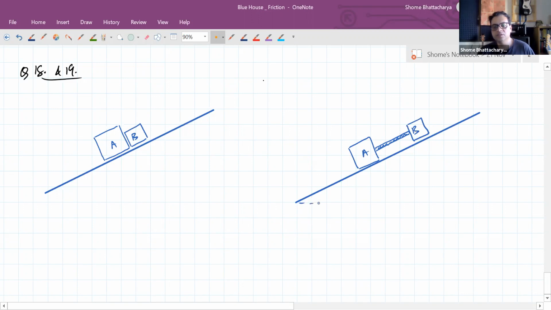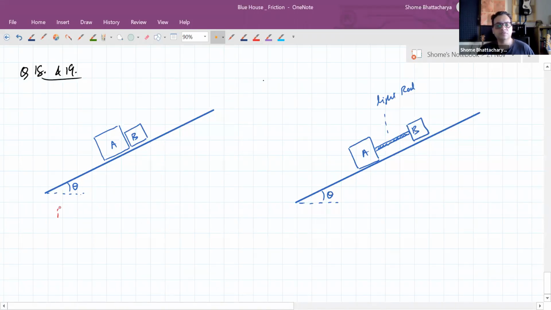Whereas yesterday we had seen the question that there was a thread joining A and B. So thread के case में क्या हो रहा है ना, that it is not possible for the thread to push the blocks. It's only possible for it to pull the blocks. So only when A has a tendency to move faster, there will be tension in the thread. But this time, this is a light rod. Okay. So here it's very simple.